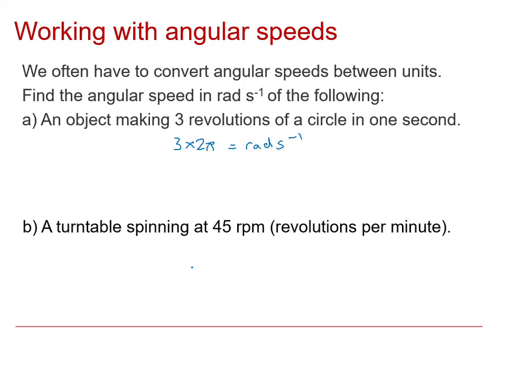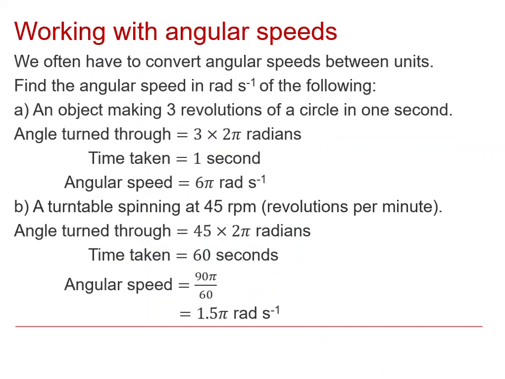What about a turntable spinning at 45 revolutions per minute? Well, 45 revolutions means that you've covered 45 times 2 pi radians in a minute, and an angular speed will be the angle covered divided by the time, which is 60 seconds to use standard units. So we'll end up with 90 over 60, which is 1.5 pi radians per second. So there we are, those two calculations carried out.